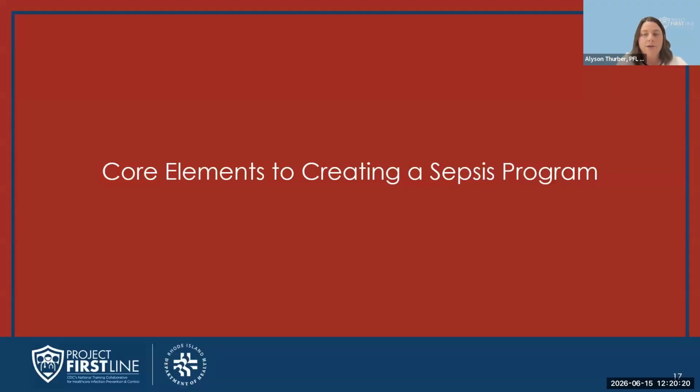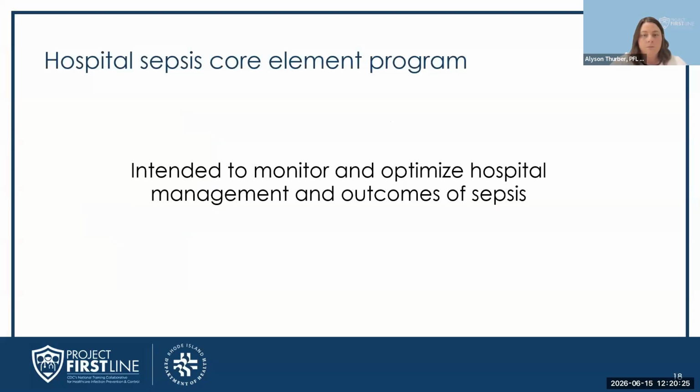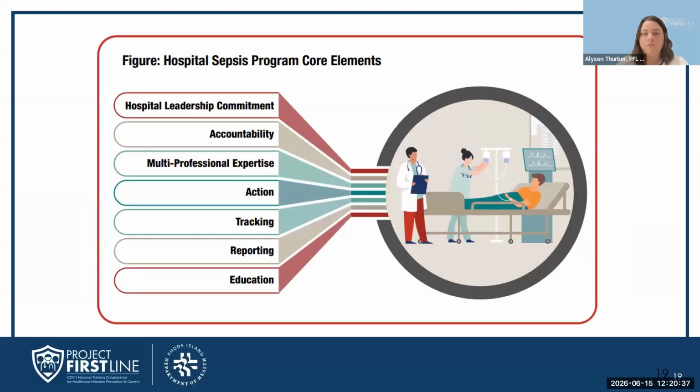All right, so let's jump into the core elements. The core elements of hospital sepsis programs are intended to monitor and optimize hospital management and the outcomes of sepsis. So here you can see the core elements of the hospital sepsis program. This includes hospital leadership commitment, accountability, multi-professional expertise, action, tracking, reporting, and education.